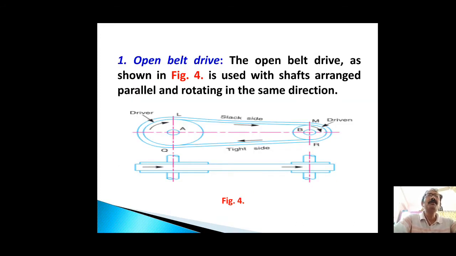Now, open belt drive. The open belt drive, as shown in figure 4, is used with the shafts arranged parallel and rotating in the same direction. In this diagram there are 2 views, one is the top view and another one is the front view. The left side pulley is the driver and the right side pulley is the driven, and the tight side of the belt is always the lower side and the slack side is generally on the top.